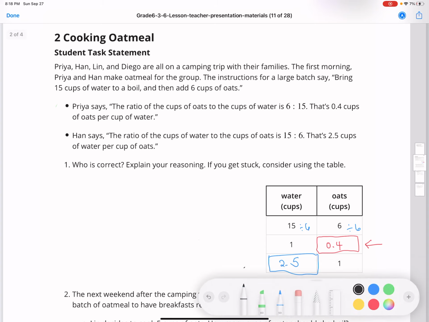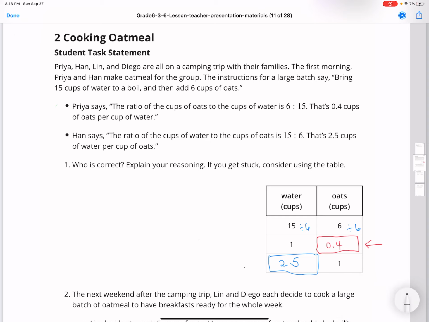So, now going back to my question, who is correct? Well, it seems like both Priya and Han are correct. So that's the first thing we're going to write. Both Priya and Han are correct. There we go. I forgot my C. Let me erase that and rewrite it again. Okay, they're both correct.